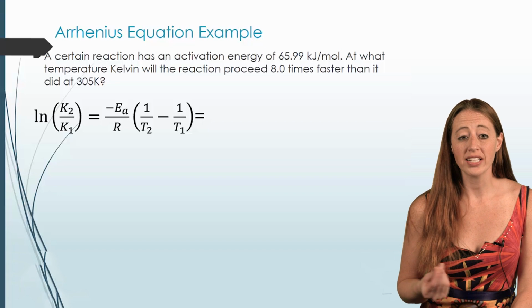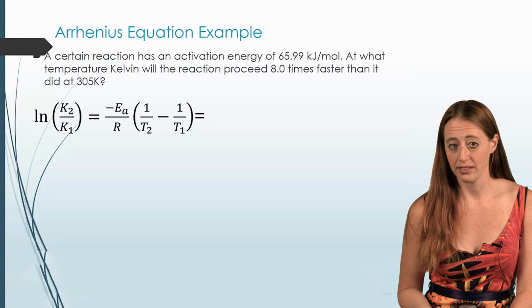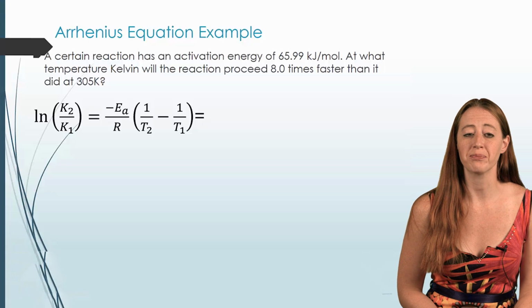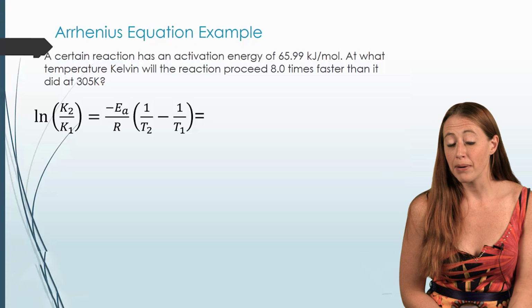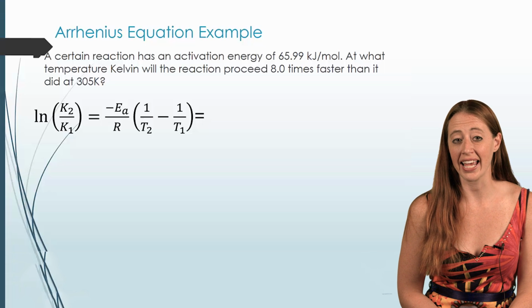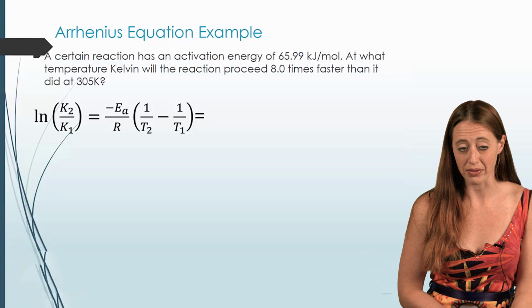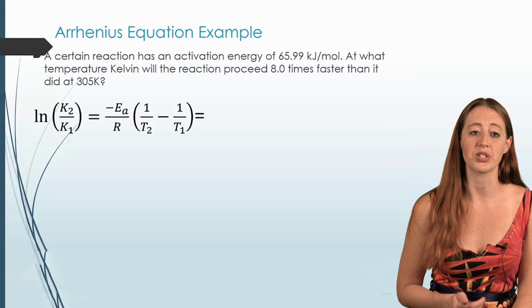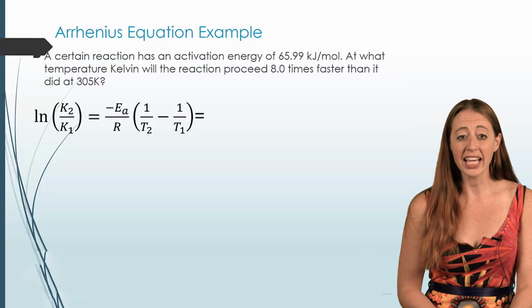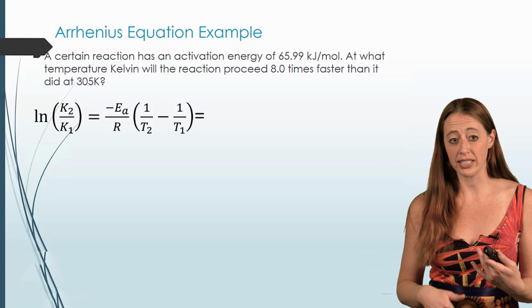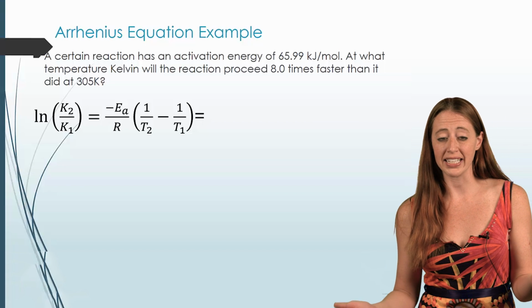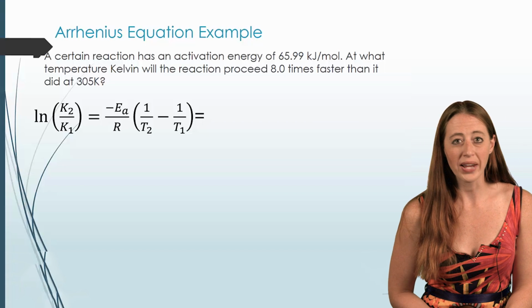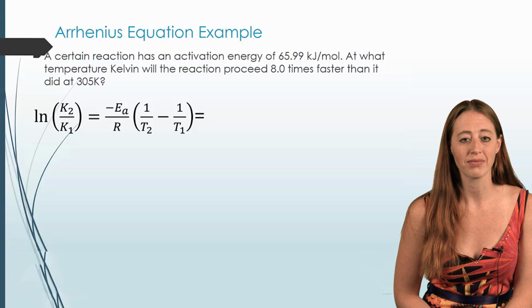Now, I don't give you k's here. I do give you one temperature, and I tell you we're solving for the other temperature, but no k's. But we have to use what we know about what k is in terms of the reaction rate. We know that k is proportional to the reaction rate. So if K2 is related to K1 in the same way that rate 2 would be related to rate 1, we have some information we can use now.